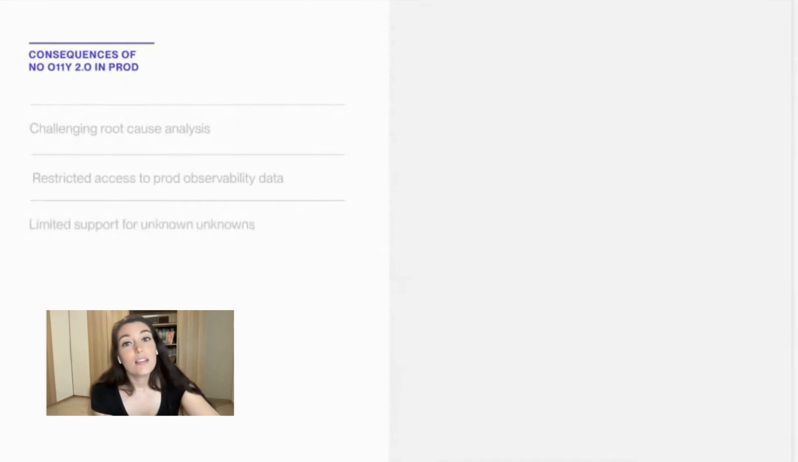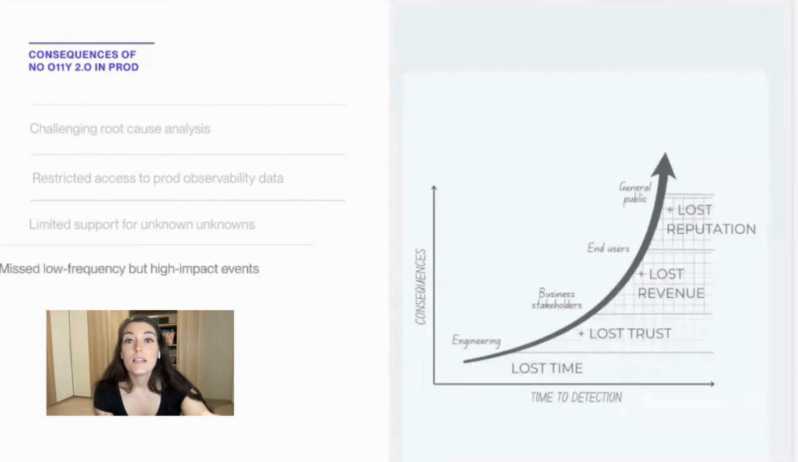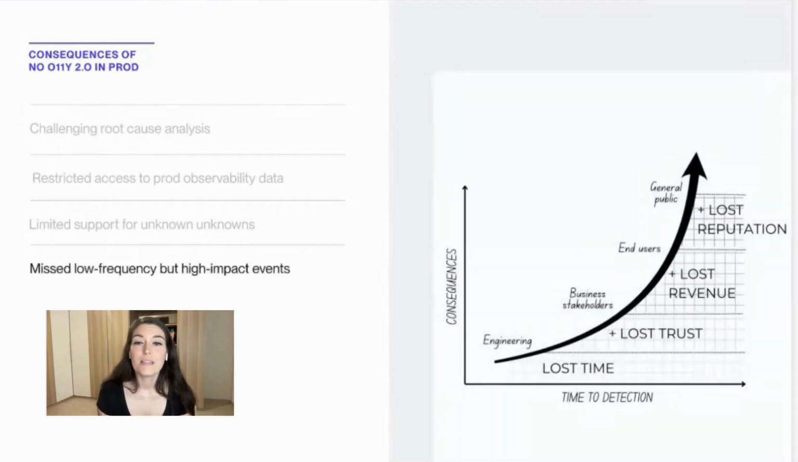And the very last challenge that teams may encounter is missed low frequency but high impact events, because sampling and aggregation help manage costs for sure, but they also cut out rare but important events. A bug that affects just the 0.01% of your users might be invisible in pre-aggregated metrics or completely dropped from sampling. But what if that 0.01% is one of your biggest enterprise customers? To catch these rare events, you need fine-grained data that surfaces anomalies in the log tail.